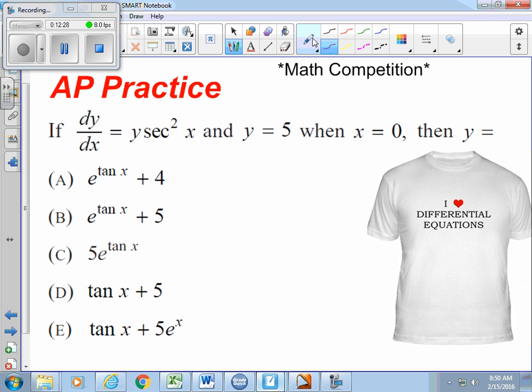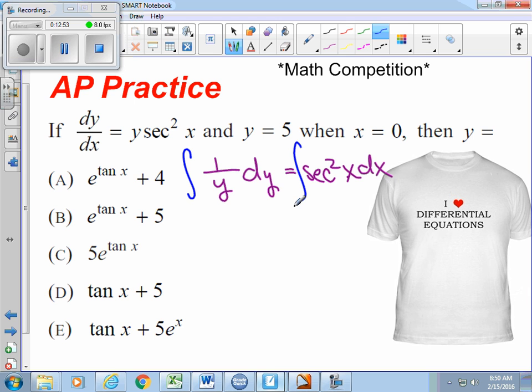So what are you doing first? Okay. Separate the variables. So I get 1 over y dy equals secant squared of x dx. And then what? Before that, integrate both sides.